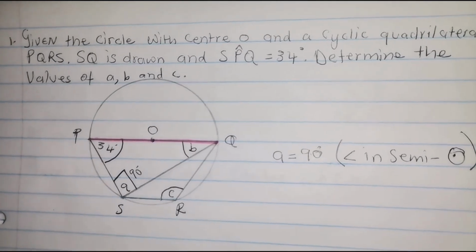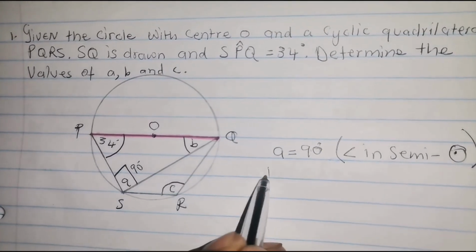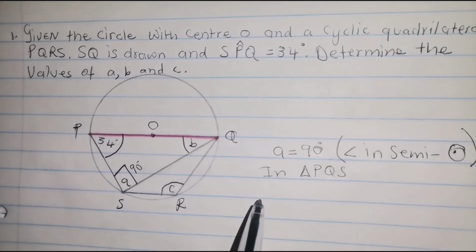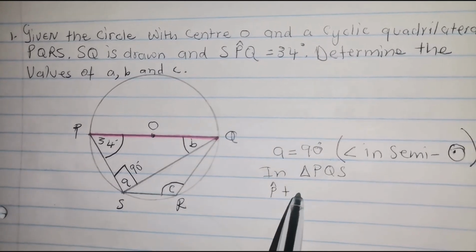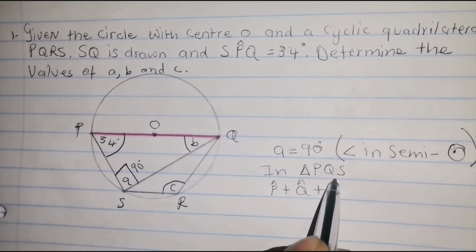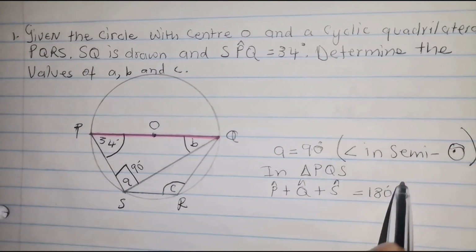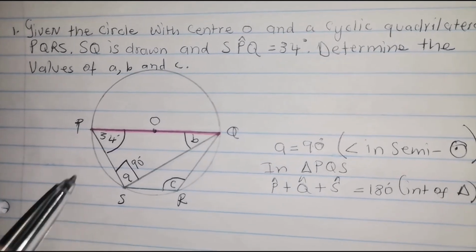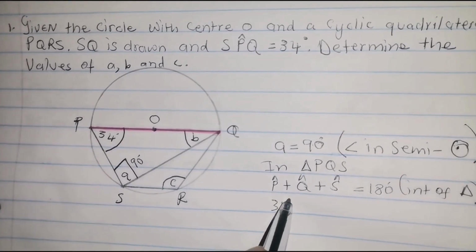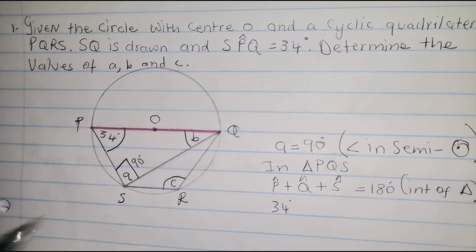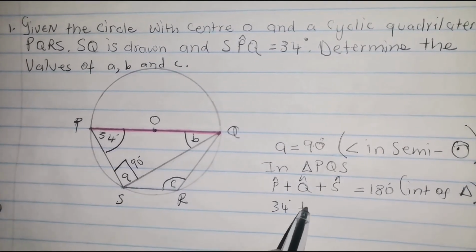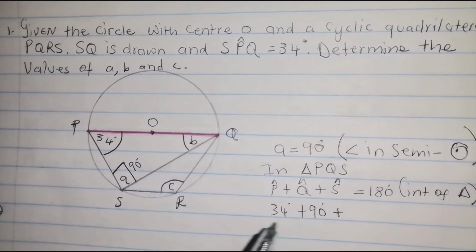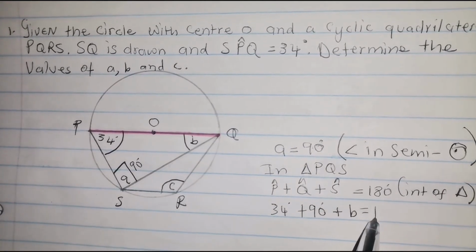Obviously, guys, for B we have a triangle PQS. So in triangle PQS, angle P plus angle Q plus angle S is equal to 180 degrees. Reason: interior angles of a triangle are supplementary. What is the value of angle P? 34. What is the value of angle S? It is 90. What is the value of angle Q? It is B, and it is equal to 180 degrees.